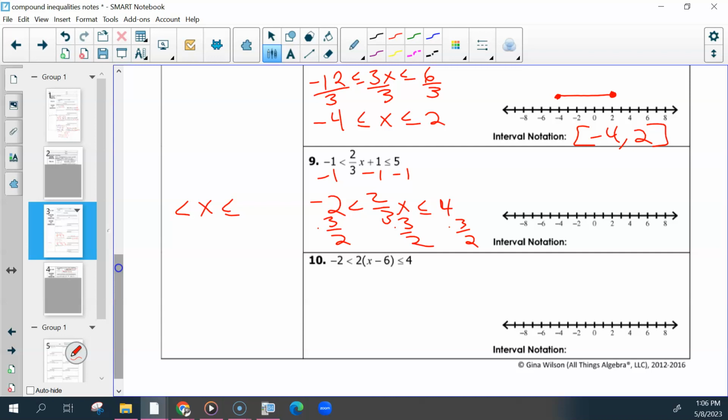Figure out what those two numbers would be. -3 and 6. So one of these would be open, one would be closed, with a line between them. So if you were to write the interval notation, parentheses at -3, bracket at 6. What questions do we have on that?